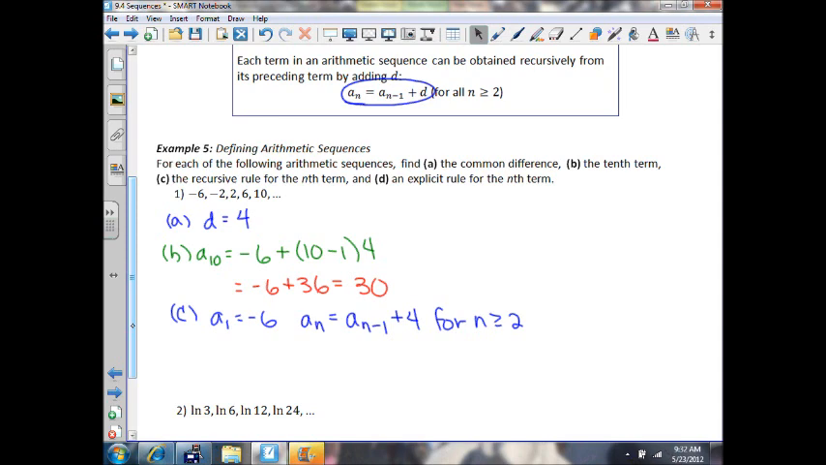Now to find part D, which is the explicit rule, we're going to do the same thing we did for the 10th term. So a sub n will equal negative 6 plus n minus 1 times 4, which would be negative 6 plus 4n minus 4, which would be 4n minus 10. So there is your explicit rule then for part D.